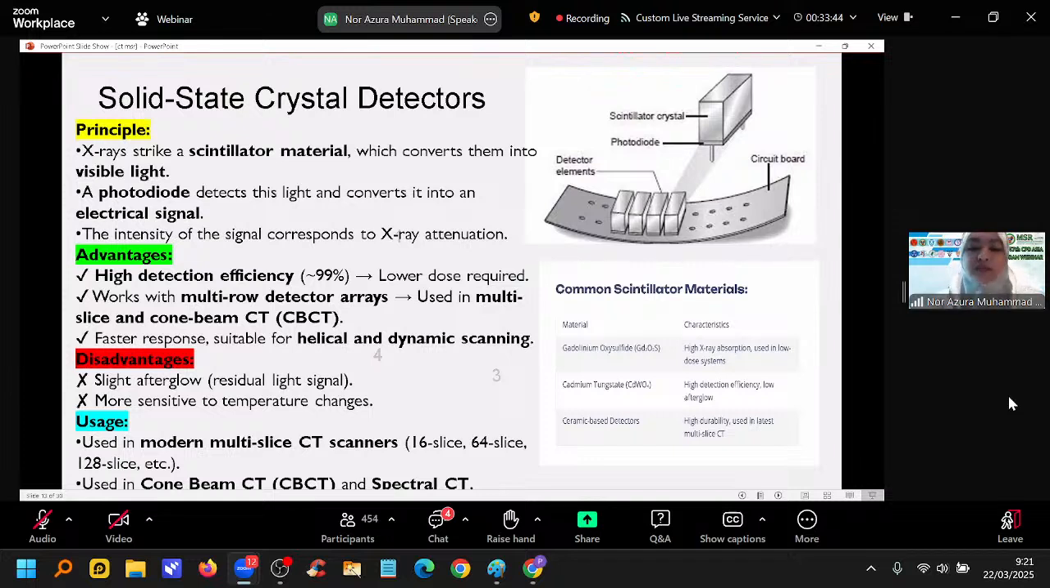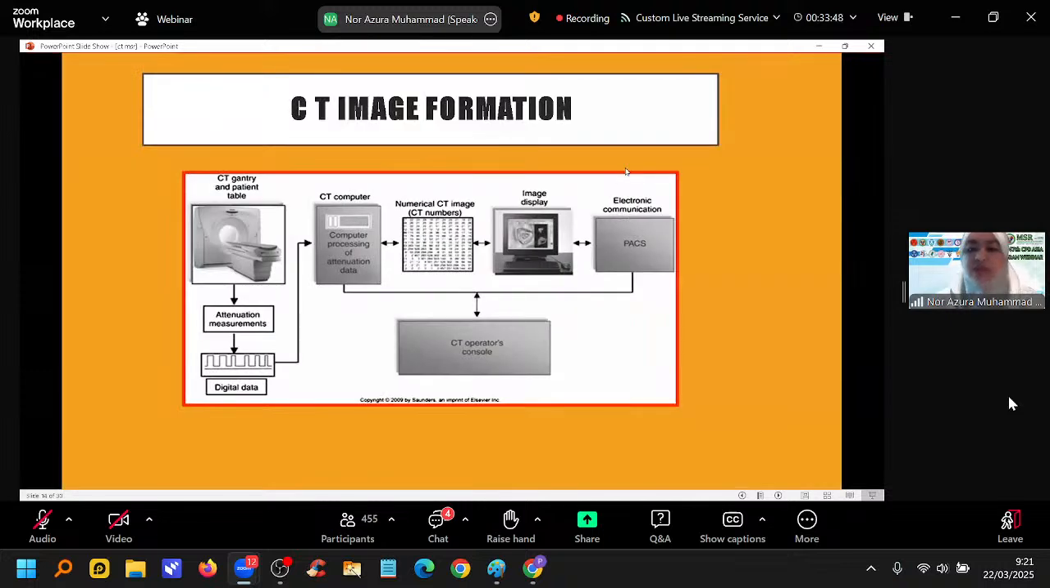All right. Okay, so next we move to image formation, which is actually a crucial part of CT. In this part, we will touch on the DAS, the data acquisition system, and the data acquisition methods. We have about 3 to 4 methods, and then image reconstruction and also image display.